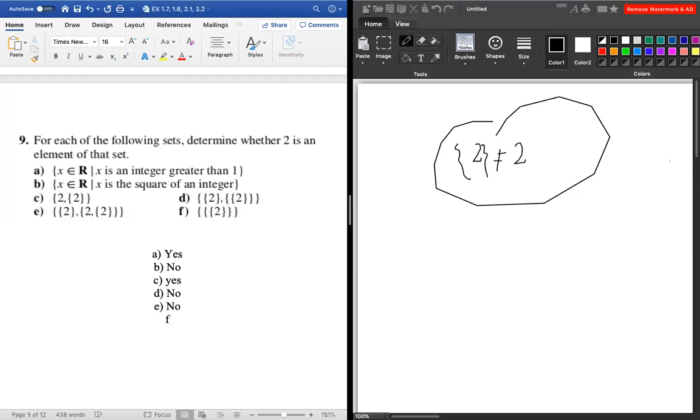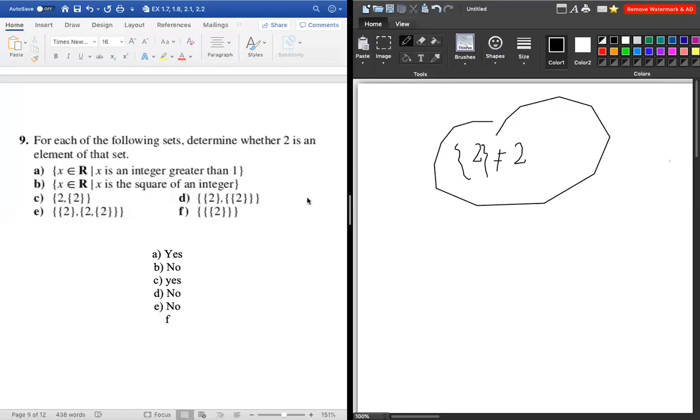Why is D no? D is no, because here we cannot see 2 as a part of the set. The members of this set are 2 separate sets. Can you see it as a subset? Subsets we will discuss later.